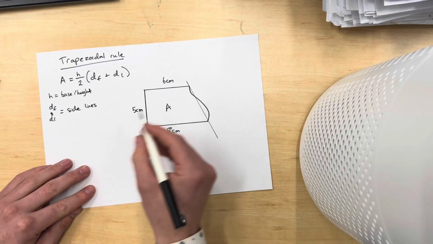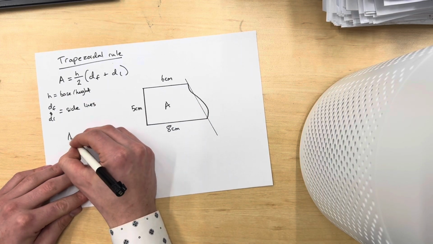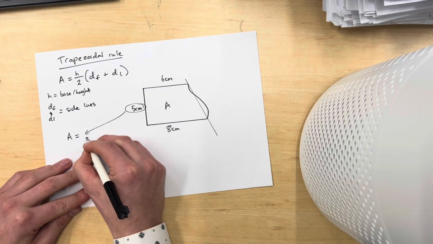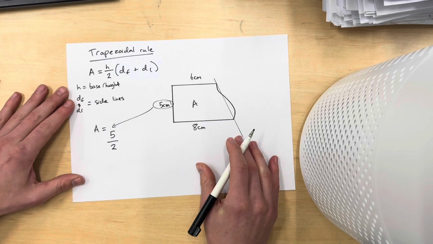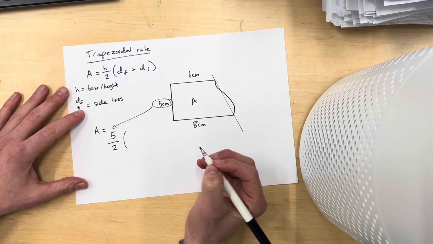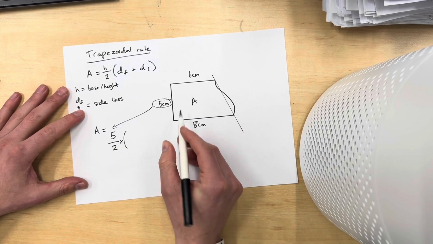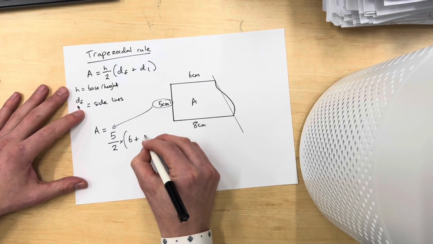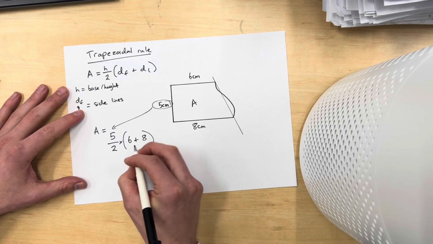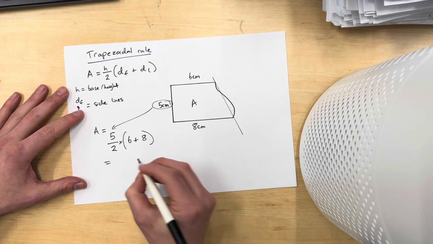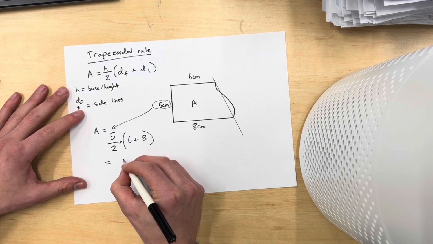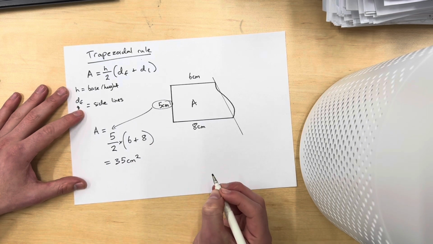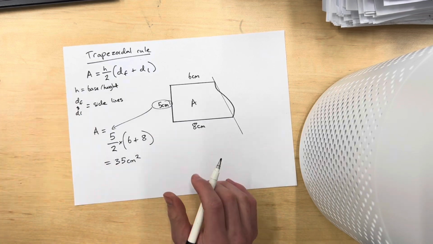So what we do first is go to our formula. We are looking for area. We have h, or 5. So that becomes 5 over 2. The bracket is going to be, and it doesn't really matter which one you choose, 6 centimeters plus 8 centimeters. All right. You put that into your calculator, and 5 over 2 times 6 plus 8 is 35 centimeters squared. And so that would be the answer for this first part.